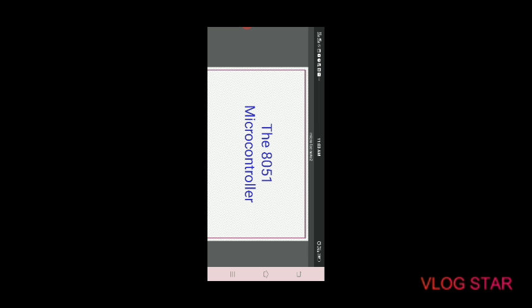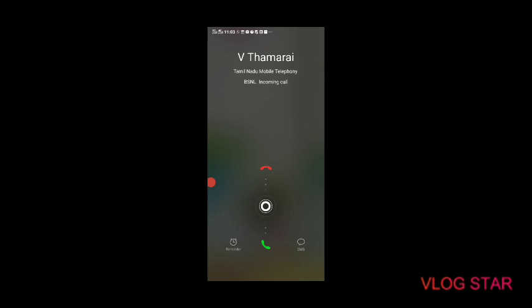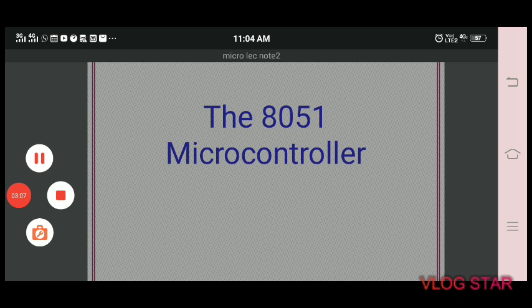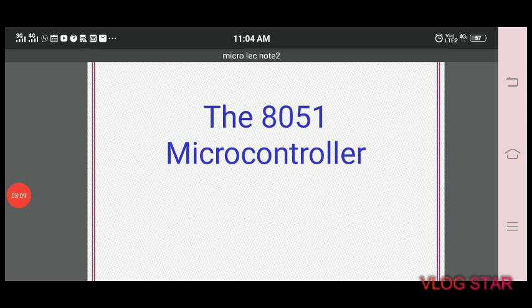But in a microcontroller we need only a small amount of hardware because it is designed for only a particular application. So it requires only a few hardware components.